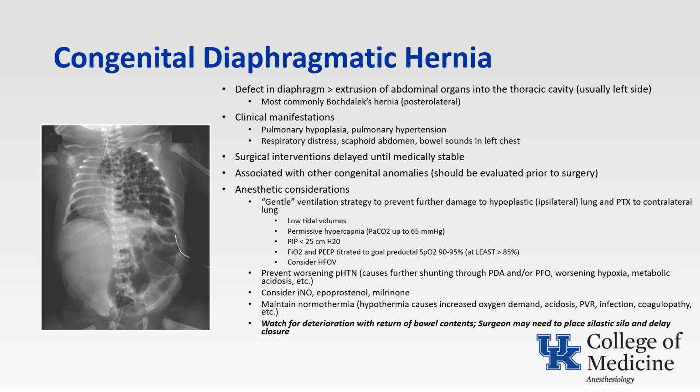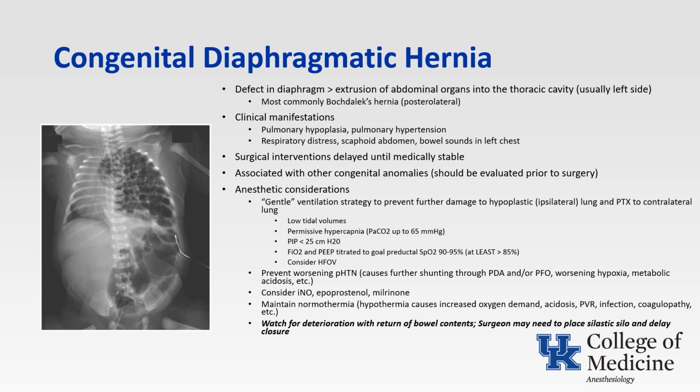Anesthetic considerations. Typically, it is a gentle ventilation strategy with these patients because we want to avoid damage to the ipsilateral hypoplastic lung as well as damaging the contralateral lung or providing a pneumothorax. Gentle ventilation strategy includes low tidal volumes with permissive hypercapnia, a reduction in peak inspiratory pressures, ideally less than 25. FiO2 and PEEP are titrated for a goal preductal sat of 90 to 95%. And a lot of these patients will be on jet ventilation or high frequency oscillation ventilation.